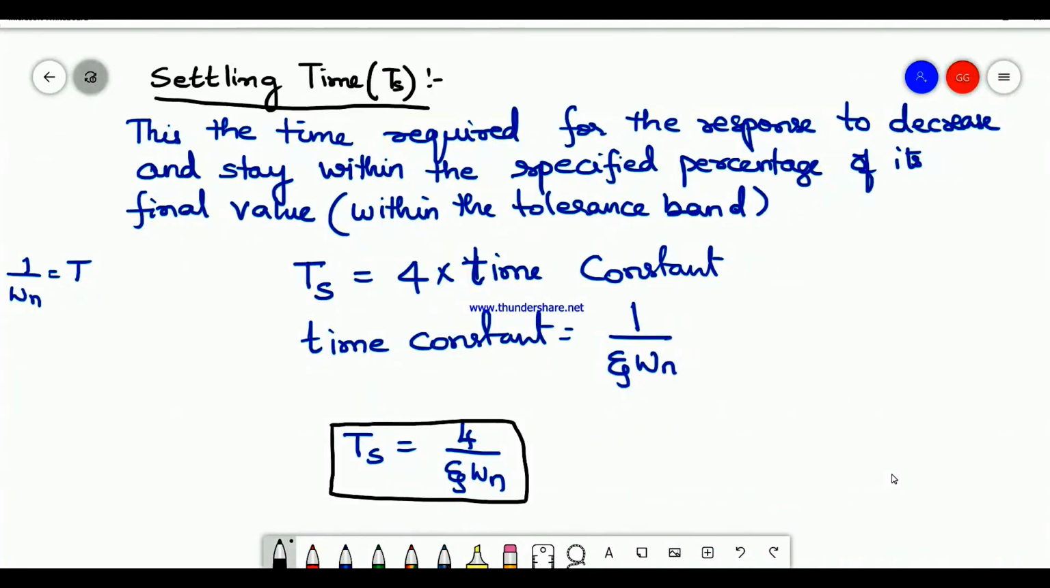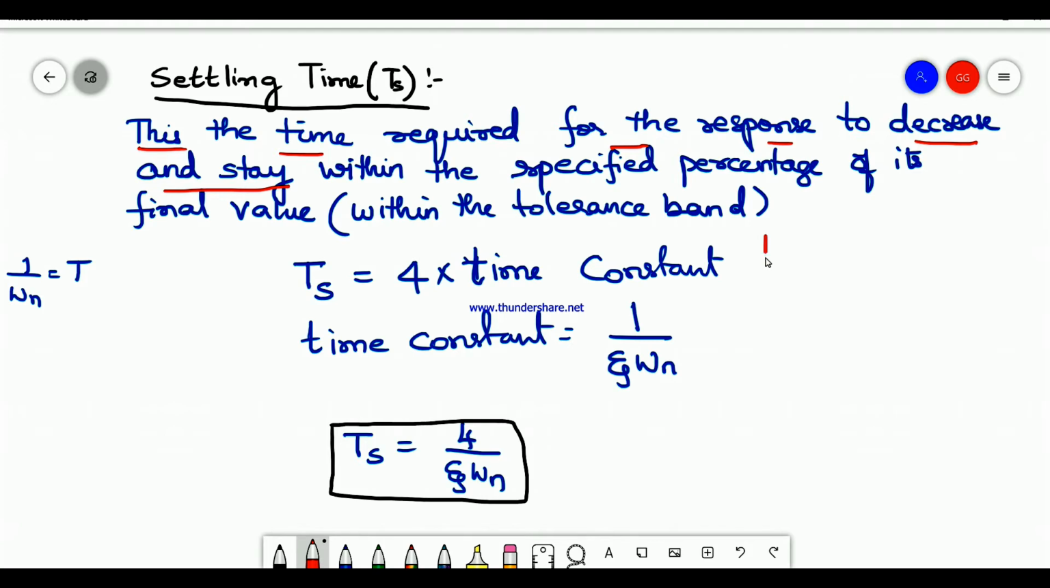Let us define what is settling time Ts. This is the time required for the response to decrease and stay within the specified percentage of its final value. It means within the tolerance band.